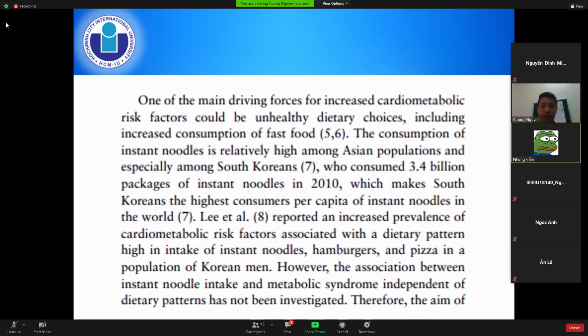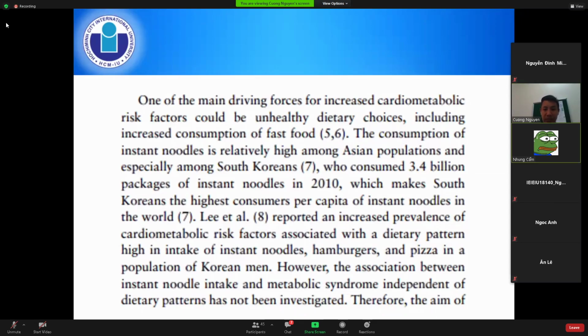Lee et al. reported an increased prevalence of cardiometabolic risk factors associated with a dietary pattern high in intake of instant noodles, hamburgers, and pizza in a population of Korean men. However, the association between instant noodle intake and metabolic syndrome, independent of dietary patterns, has not been investigated. Therefore, keep reading.